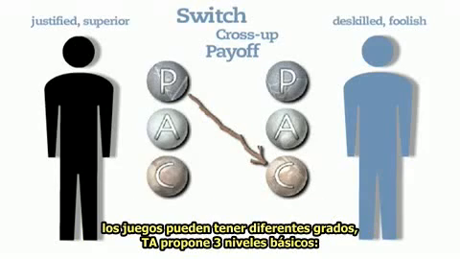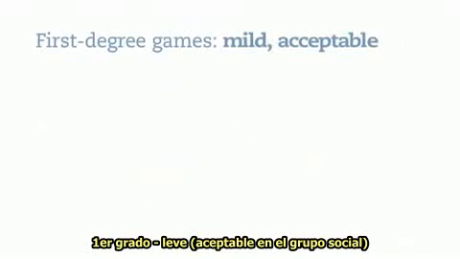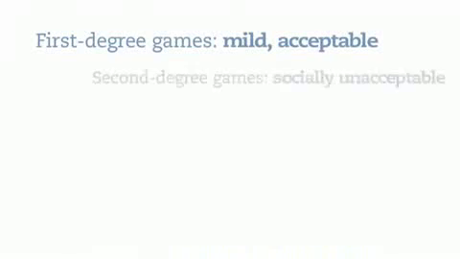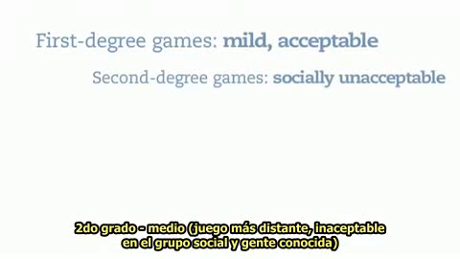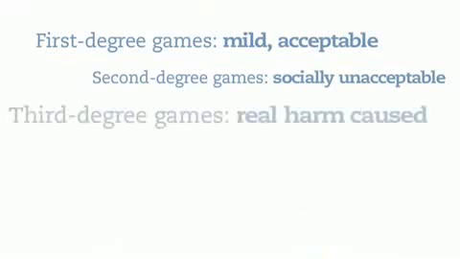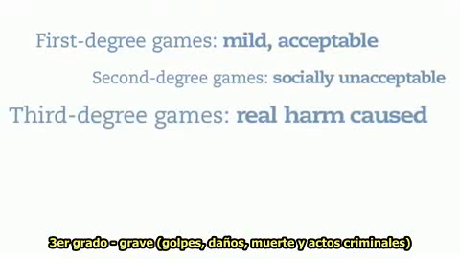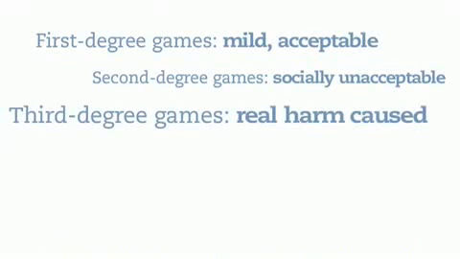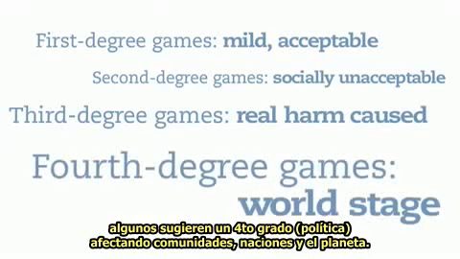Games can be played to different degrees. TA proposes 3 broad levels. First degree games are the mildest forms, and feel acceptable in the player's social group. Players in second degree games prefer to distance themselves from the game, and don't share it with people they know. Third degree games can lead to injury, death and criminal charges. Some suggest there's a fourth degree, played through politics, affecting communities, nations and the planet.